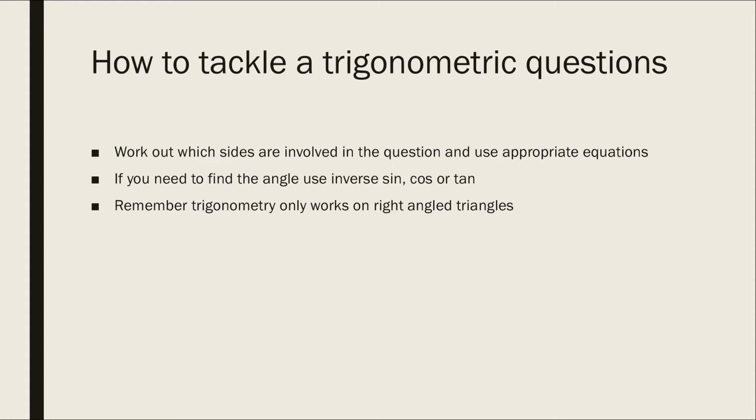But let's say the question's asking about the angle. What you want to do is use the inverse. So instead of sine, cos, or tan, you want to use arcsine, arccos, and arctan. Then you're able to find the angle from the two sides. And you must remember that trigonometry only works on right-angled triangles and nothing else. But you may need to add some lines to a diagram to create a right-angled triangle to work with.